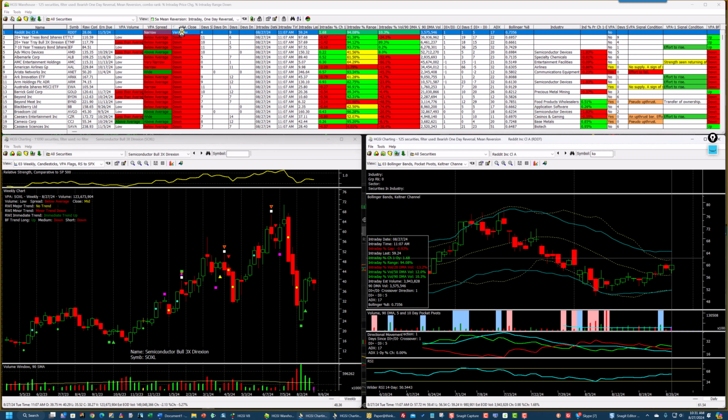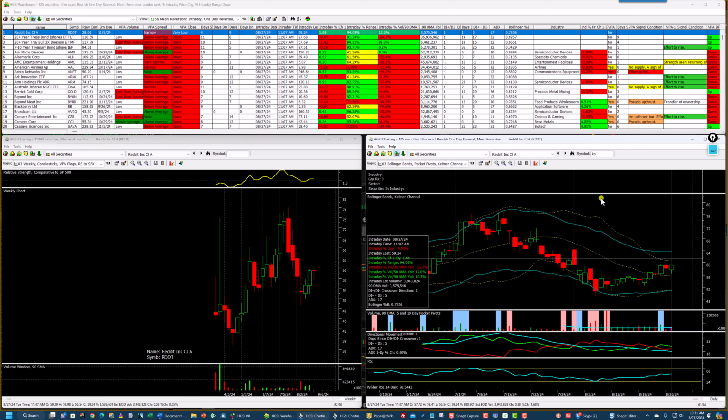Let's look at Reddit. It had the one-day reversal candle right here, but it's up today. Closed pretty low, very, very low, not extremely low. And then it's reversing to the upside today, or at least trying to, holding its own.